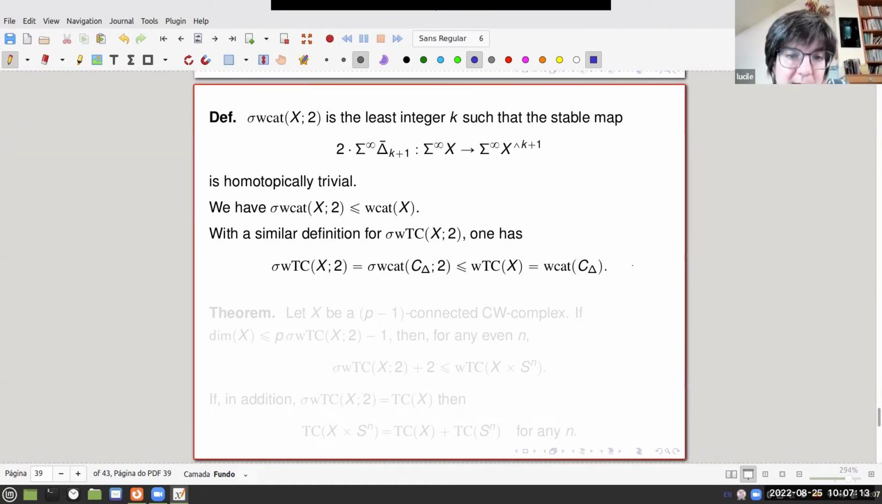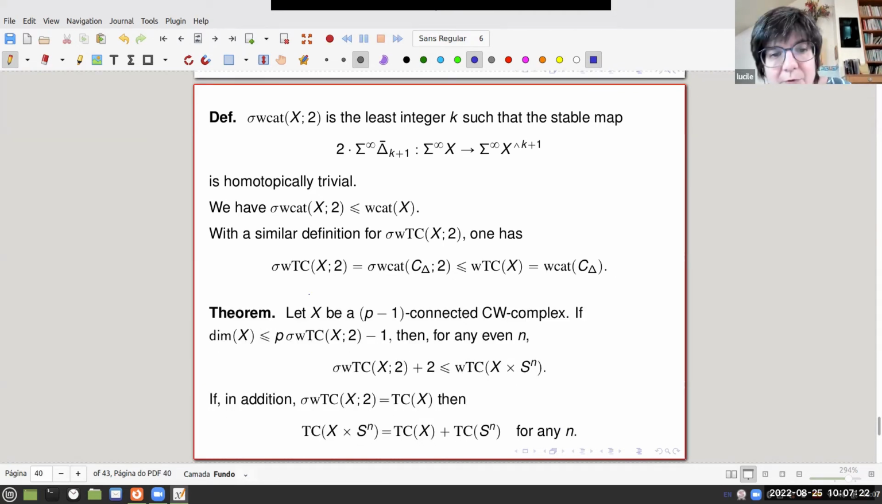Okay, and now using that, we can have an answer in the even cases, which is the following. As before, if we have X, a P minus one connected CW complex, with dimension less than or equal to P times this invariant minus one, then for any even integer N, the weak TC of X cross SN is greater than or equal to this sigma weak TC of X plus two. Okay, so now again, with the same play as before, if this is equal to TC, then we have that for any N, TC of X cross SN is equal to TC of X plus TC of SN.